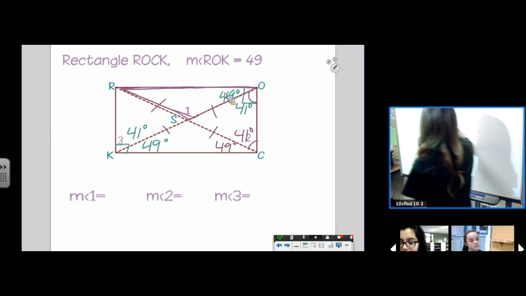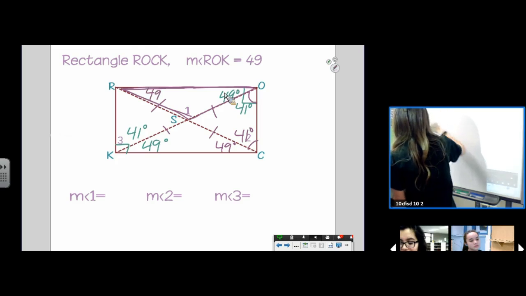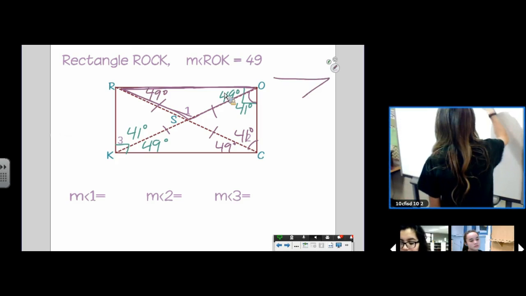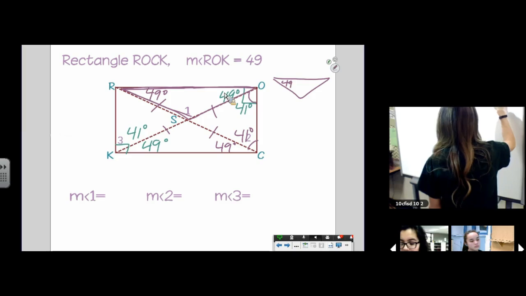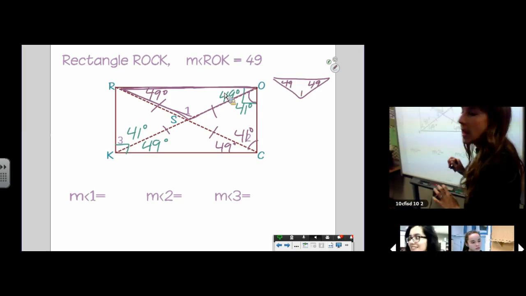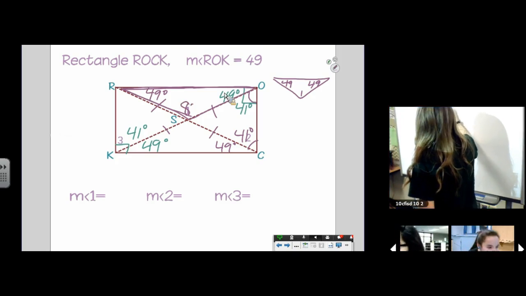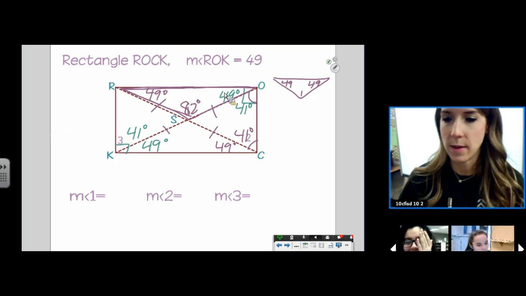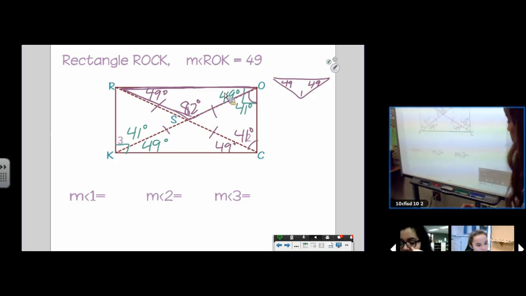And then we look at angle 1 here. We've got an isosceles triangle. And then we can simply do the triangle sum theorem with 49 and the 49 and angle 1 right there. 82 degrees. It's getting a little messy, but you know what I mean. Okay?